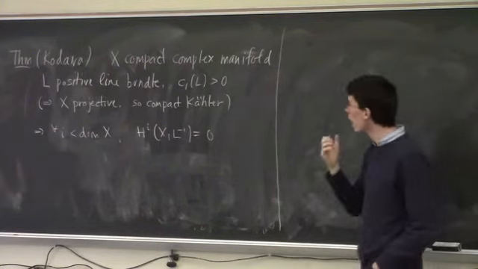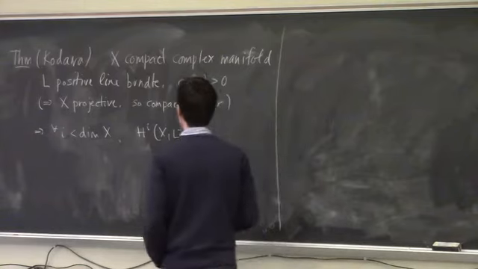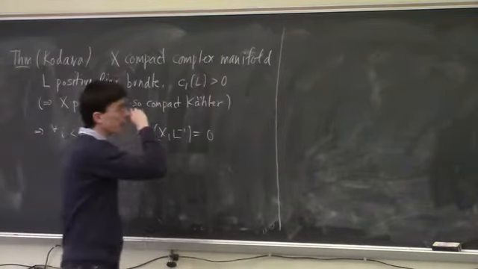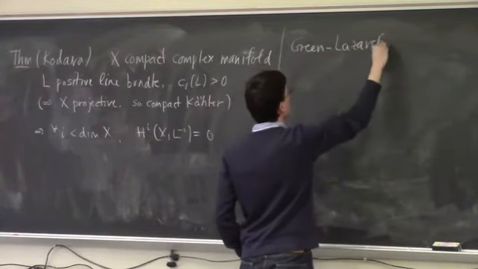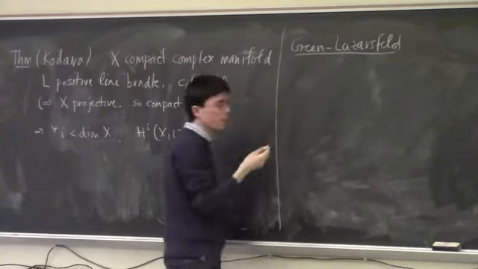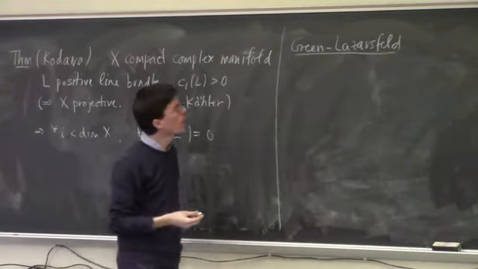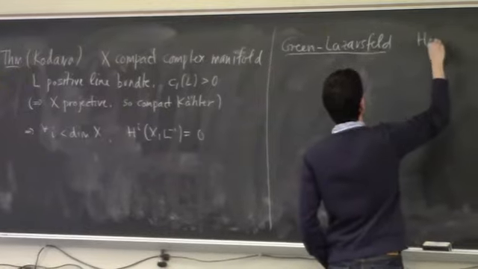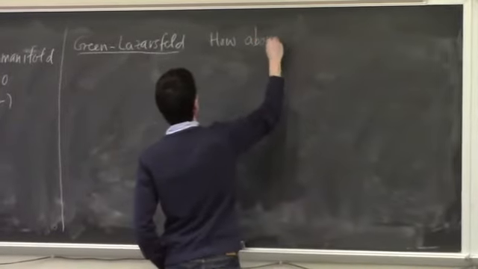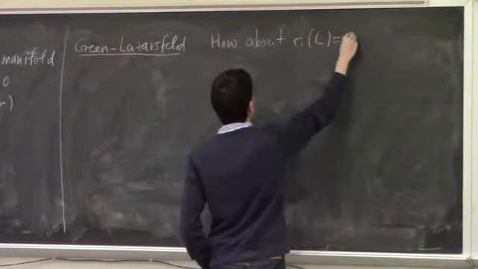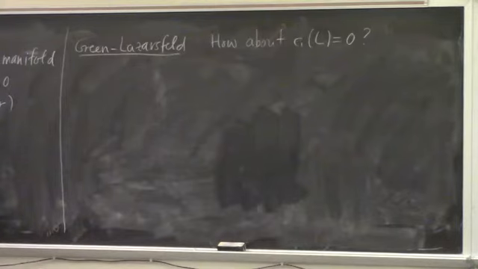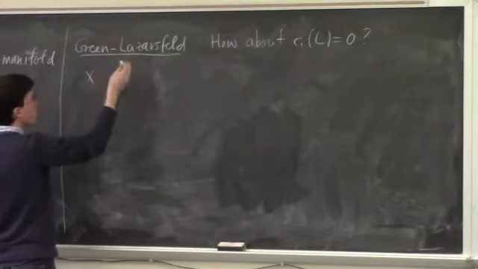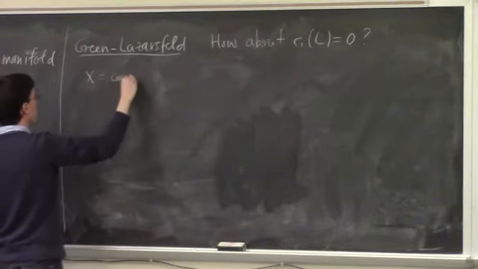Okay. And so the story of the generic vanishing theorem started in the late 1980s with Green and Lazarsfeld. They were both at UCLA together back then, and they started asking what happens when, instead of positive first Chern class, you take the first Chern class to be trivial. So you look at bundles with zero first Chern class. More precisely, again we want to take X to be compact Kähler.